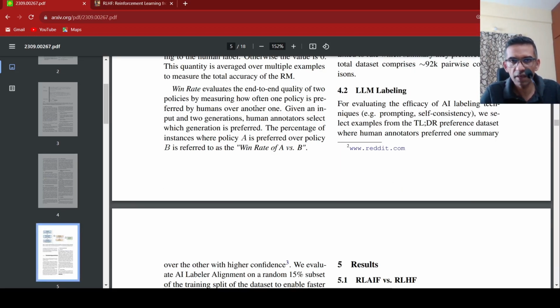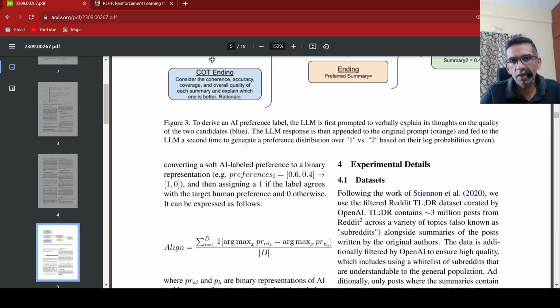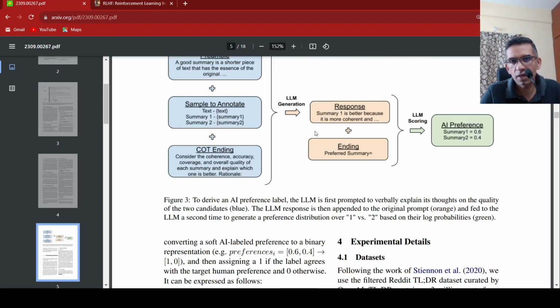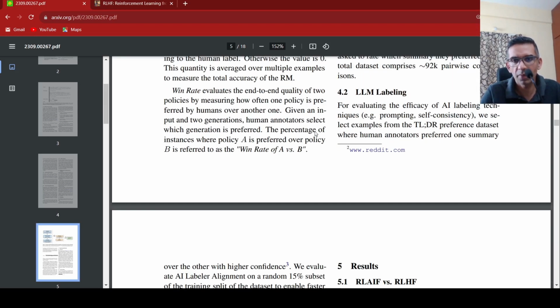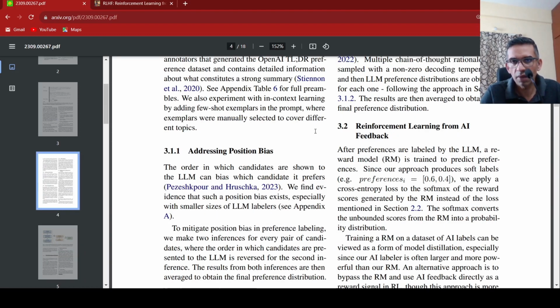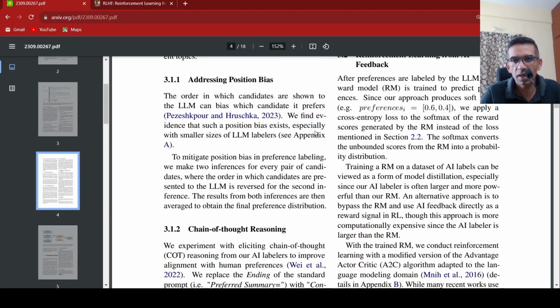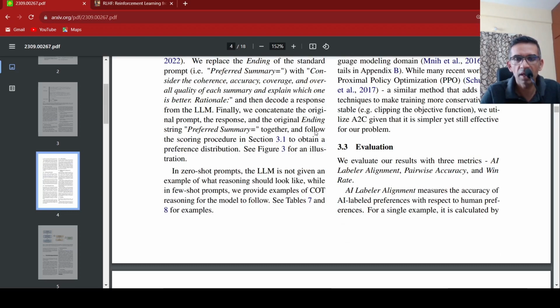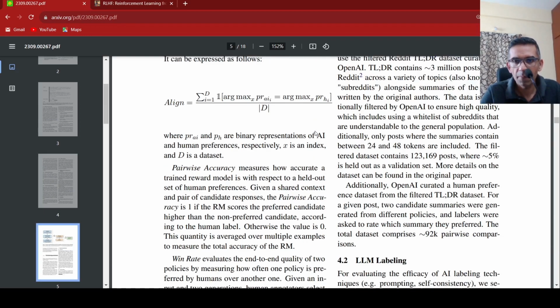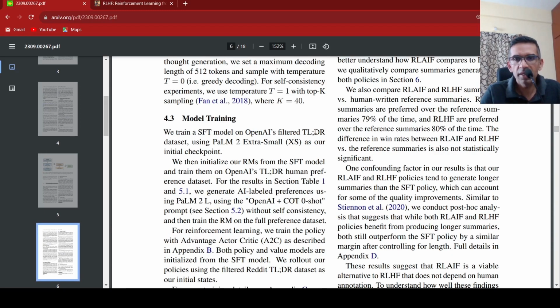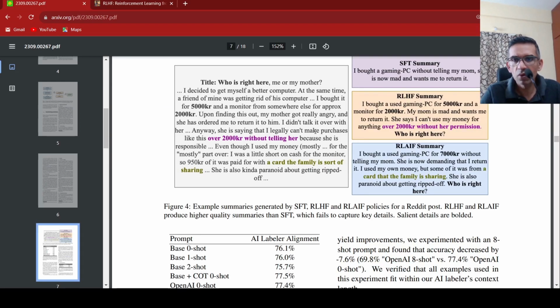Now, what is win rate? It is an end-to-end quality measure of two policies, by measuring how often one policy is preferred by humans over another one. So it is an end-to-end measurement of whether humans prefer reinforcement learning with artificial feedback or reinforcement learning with human feedback. So this is how they are measuring. These three metrics are how they are measuring RLAIF versus RLHF. Okay, so you can look at further details in the paper. I wouldn't go into the details.